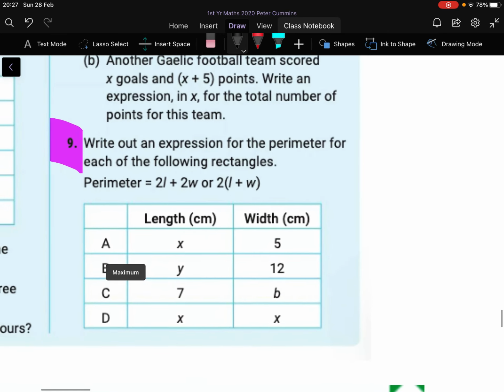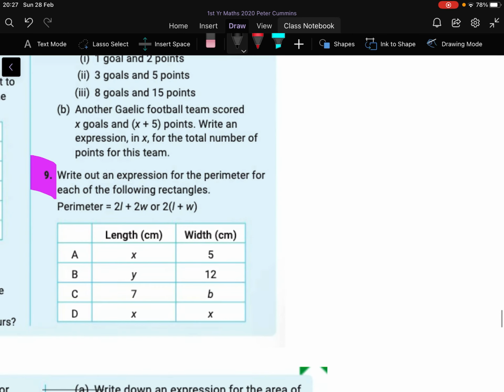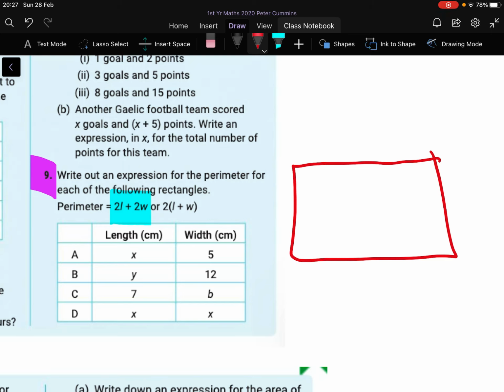Now, the last question I asked you to do is this one here. Write out an expression for the perimeter for each of the following rectangles. Okay, now this is a really really tricky one. So basically what they're saying here is 2 times the length plus 2 times the width. So if you have any rectangle, right? I'm going to draw a rectangle like that. Obviously this is your length, this is your length, this is your width, and this is your width.